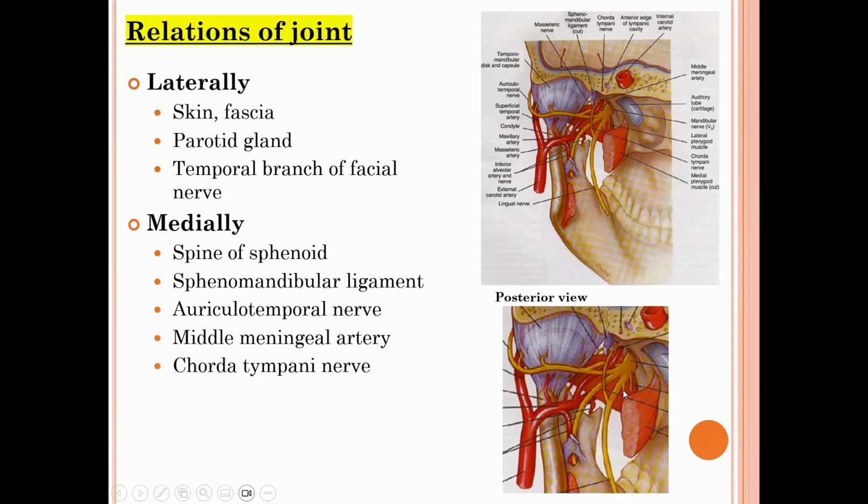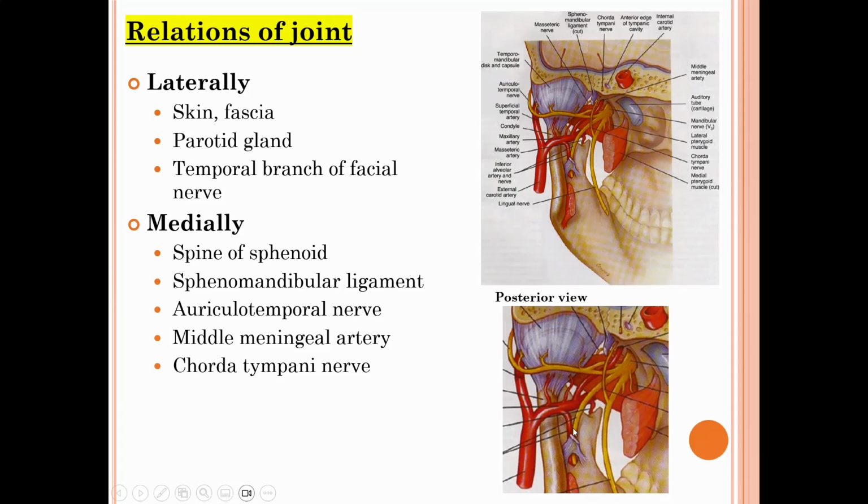How will you identify all these three nerves? If you are dissecting and you see a nerve where another nerve is coming and joining at an acute angle, that nerve is the lingual nerve, and the joining nerve is the chorda tympani nerve.